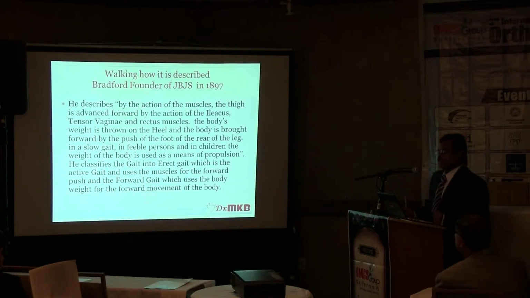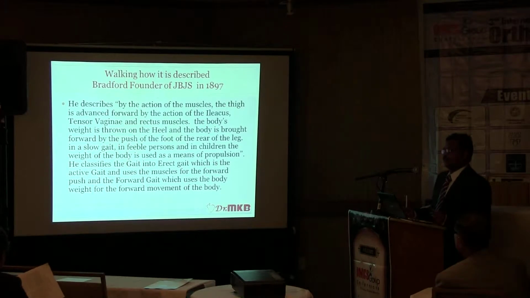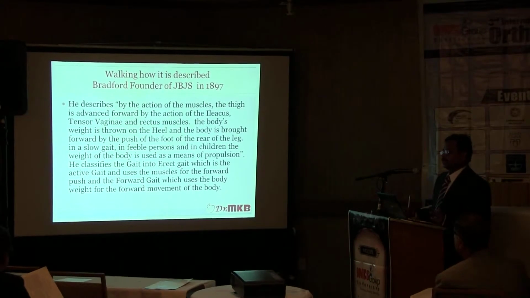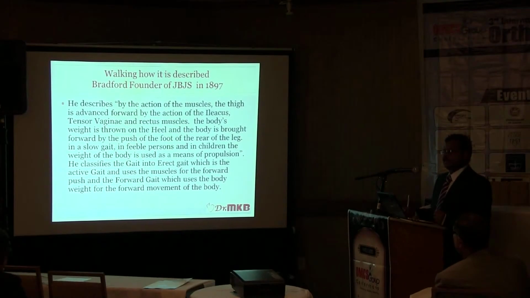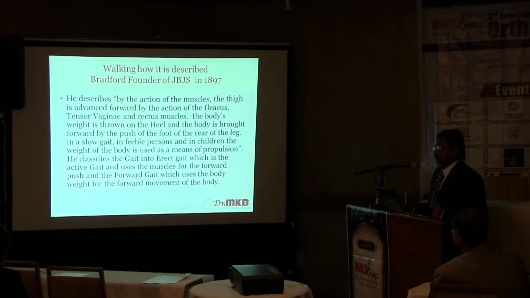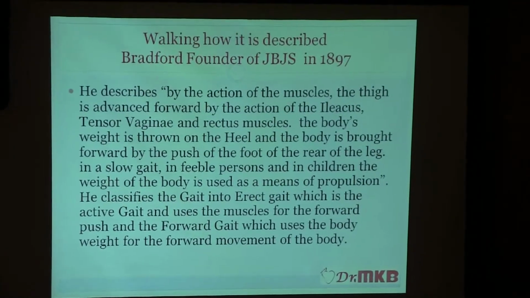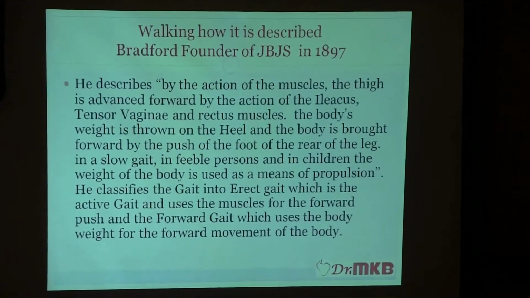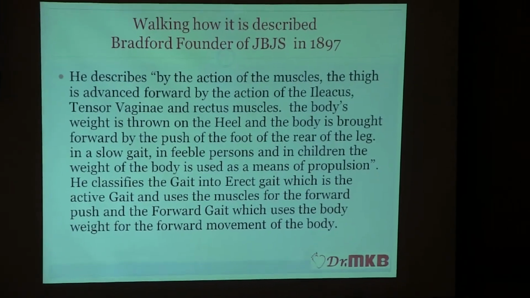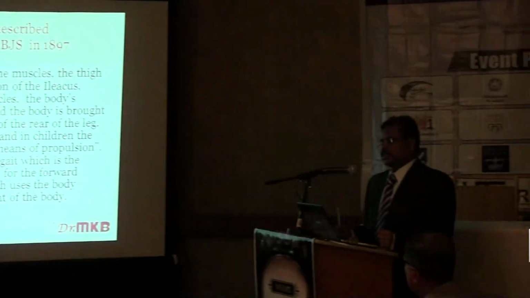Bradford, founder of JBJS, described it in 1897. He describes walking as: by the action of the muscles, the thigh is advanced forward by the action of the iliacus, tensor vaginae, and rectus muscles. The body's weight is thrown on the heel, and the body is brought forward by the push of the foot of the rear leg. In a slow gait, in feeble persons and in children, the weight of the body is used as a means of propulsion. When you put the leg forward, the weight of the body, because of the forward bending, allows you to move forward.